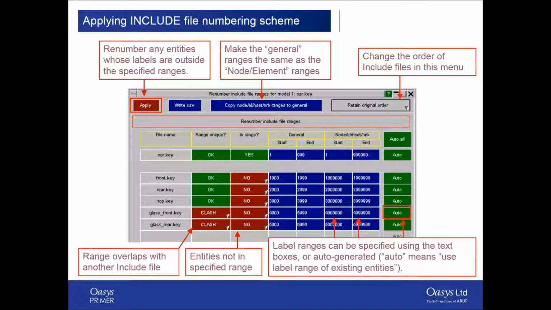In Primer itself, there are quite a few options for setting up numbering ranges just generally. It's a panel that looks like this. So for each different include file, you can specify numbering ranges, and Primer will automatically check if any entities are within those ranges, or if they're out. If they're out, it gives you the option to renumber them. Also, when you are creating entities, in particular include files, they will be automatically given labels that are appropriate for the include file that you're creating it in.